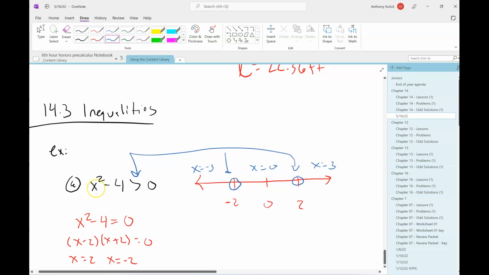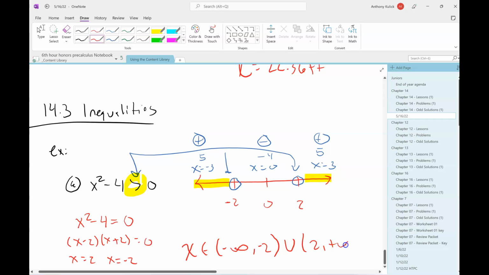So if I plug -3 in for x, -3 squared is 9, minus 4 is 5. So that section is all positive. If I plug 0 in, 0 squared is 0, minus 4 is -4. So that section is all negative. And when I plug +3 in, it's going to be the same as what I got for -3, so that section is positive. So my solutions are going to be those two sections, because it's greater than. So we'll just say x is a member of -infinity to -2, and then +2 to +infinity.